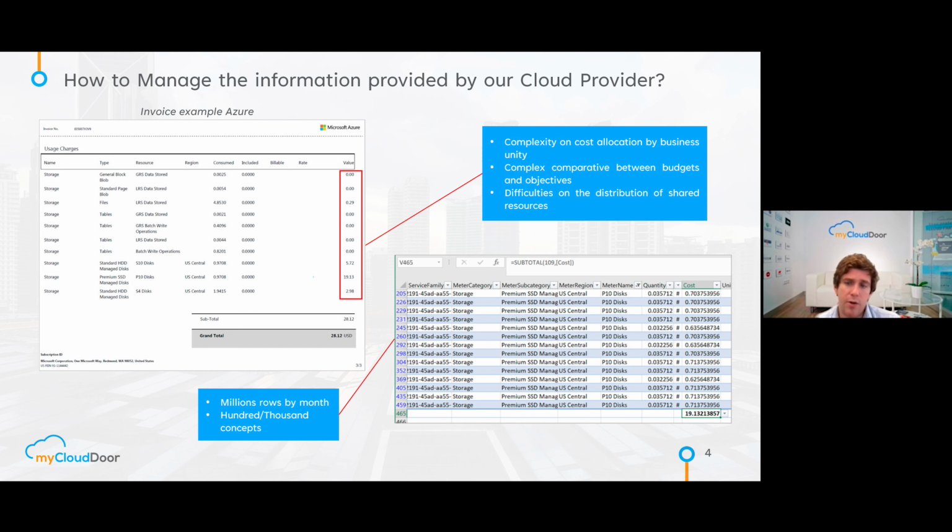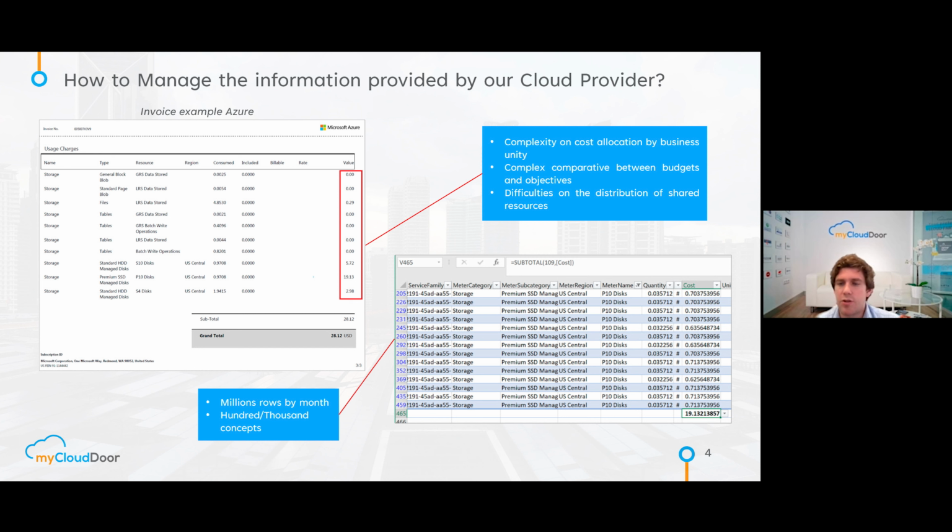At the same time, on the other side, you can see the disaggregated or detailed invoices, where you can have millions or hundreds of thousands of rows with all the specific concepts and costs per second, per resource, per region.